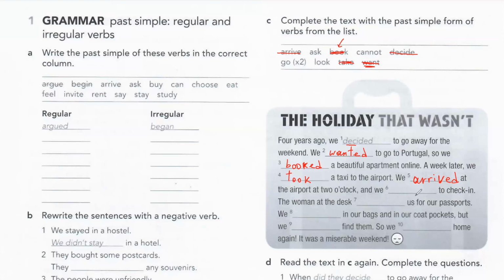And we to check in. So we went to check in. So went also, go. We are using it two times. One is gone now. The woman at the desk asked for our passport. So ask, asked. The woman at the desk asked us for our passport. We in our bags and in our coat pockets. So we looked in our bags and in our coat pockets, but we couldn't.